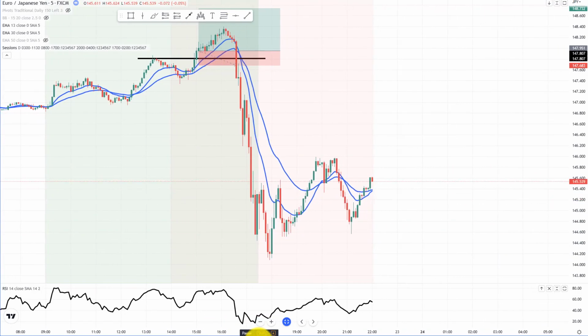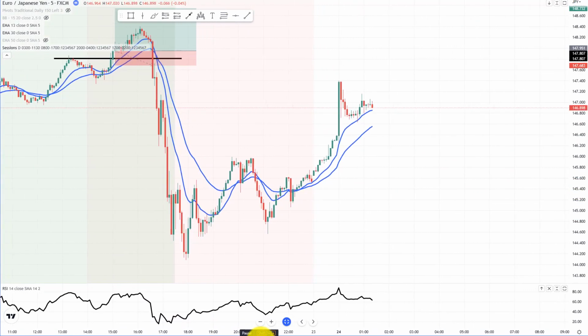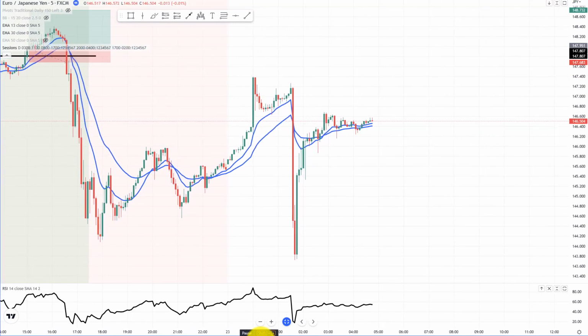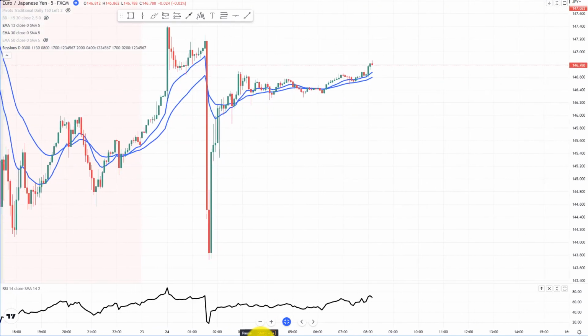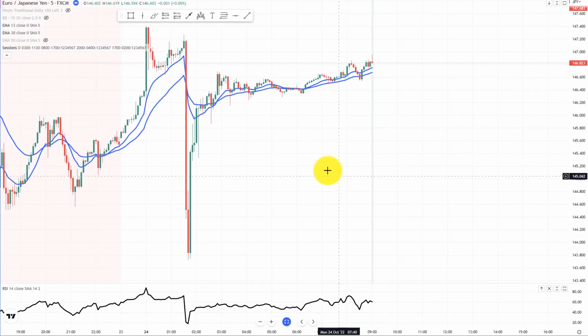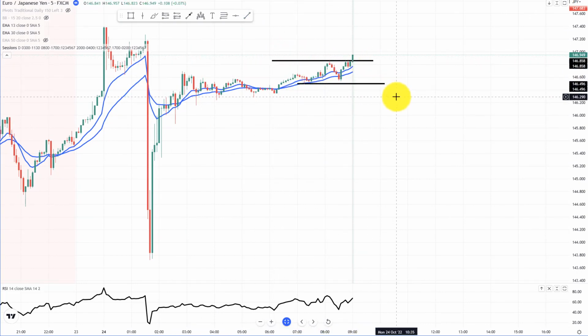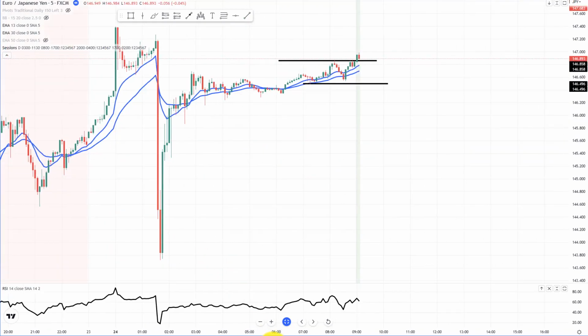Okay, end of New York. Asian session is beginning. Push in Asia, range in Asia, 6 a.m., 7 a.m., 8 a.m., 9 a.m. So we have a very tight range here. We're already seeing the breakout here. I'm not a big fan of this one. Doesn't look too convincing, huh?